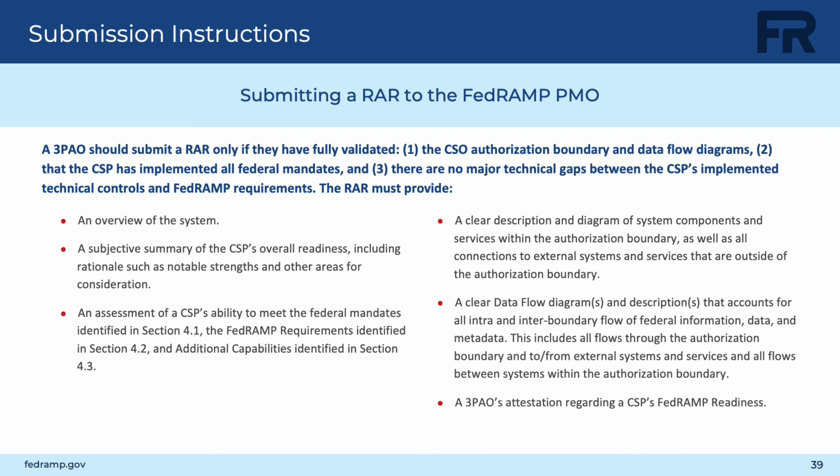the RAR, a clear description and diagram of system components and services within the authorization boundary, as well as all connections to external systems and services that are outside of the authorization boundary, a clear data flow diagram and description that accounts for all inter and intra-boundary flow of federal information, data, and metadata. This includes all flows through the authorization boundary and to and from external systems and services, and all flows between systems within the authorization boundary. And finally, a 3PAO's attestation regarding a CSP's FedRAMP readiness.